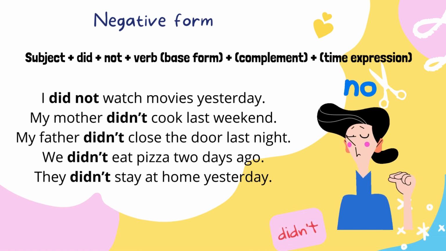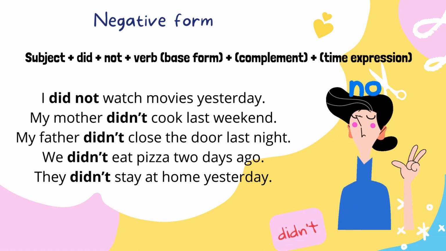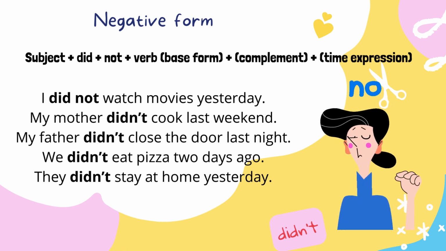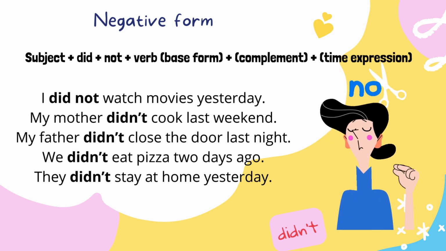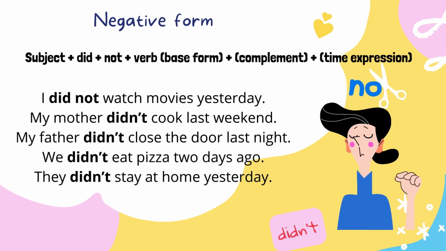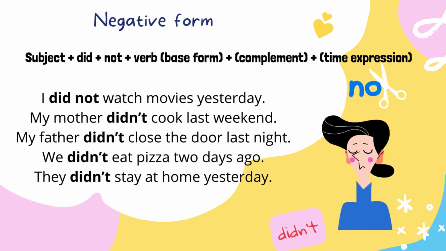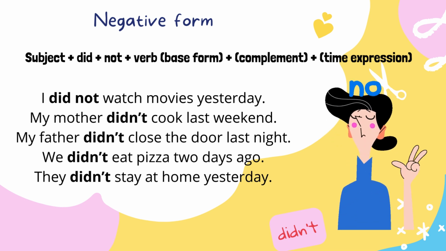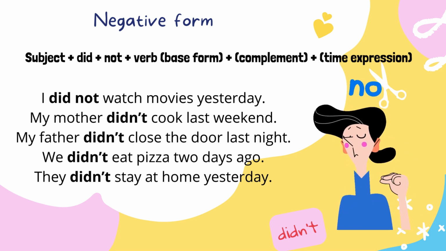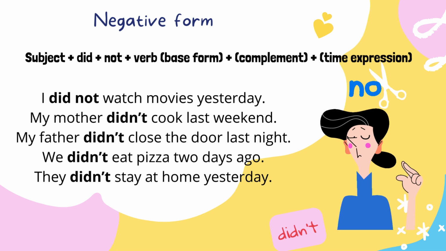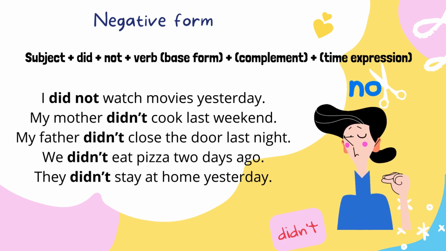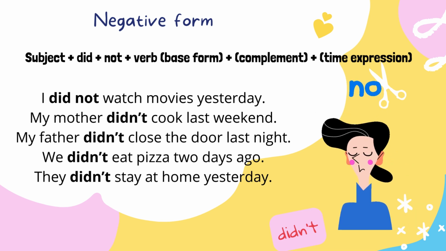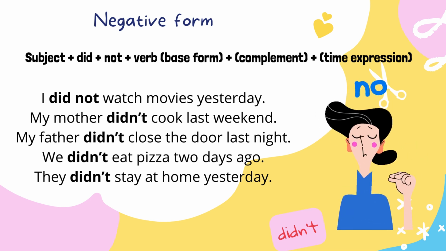And we are going to use this auxiliary to make negative sentences. For example, I did not watch movies yesterday. My mother didn't cook last weekend. My father didn't close the door last night. We didn't eat pizza 2 days ago. They didn't stay at home yesterday.